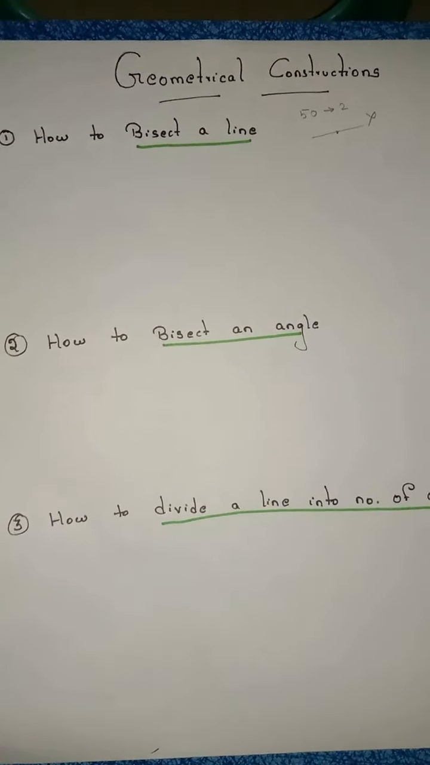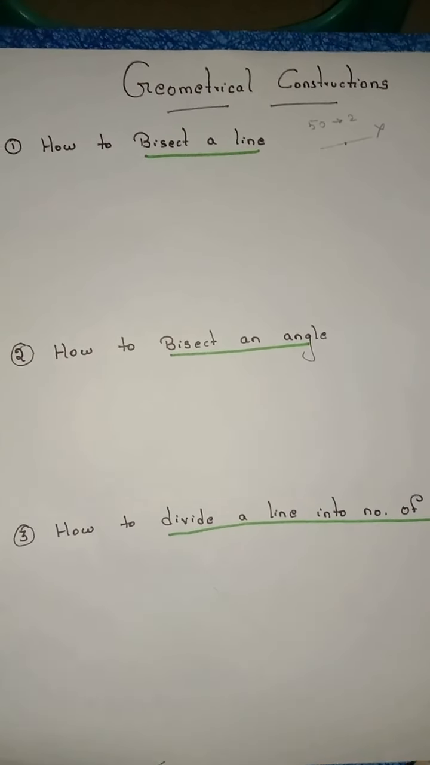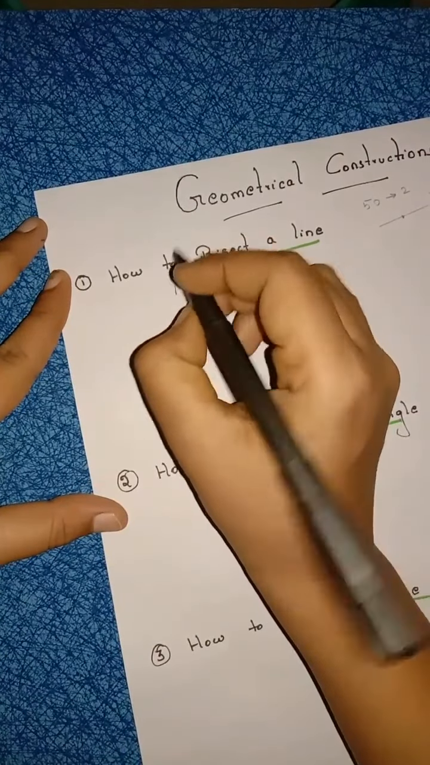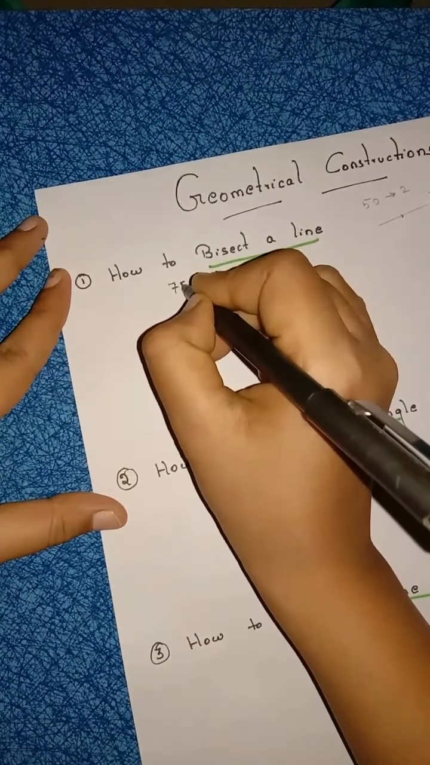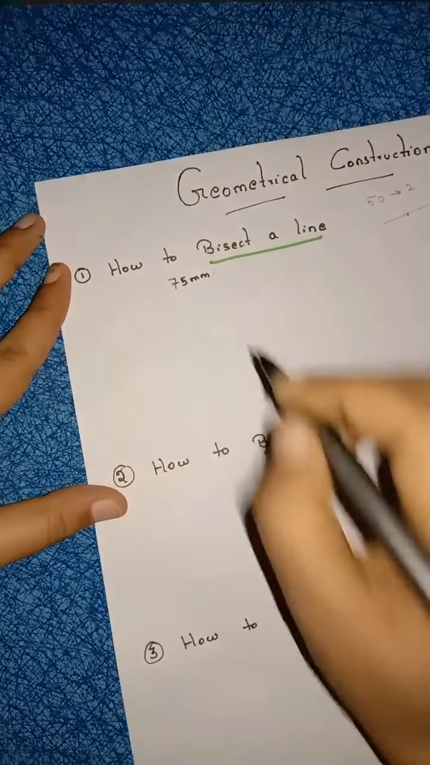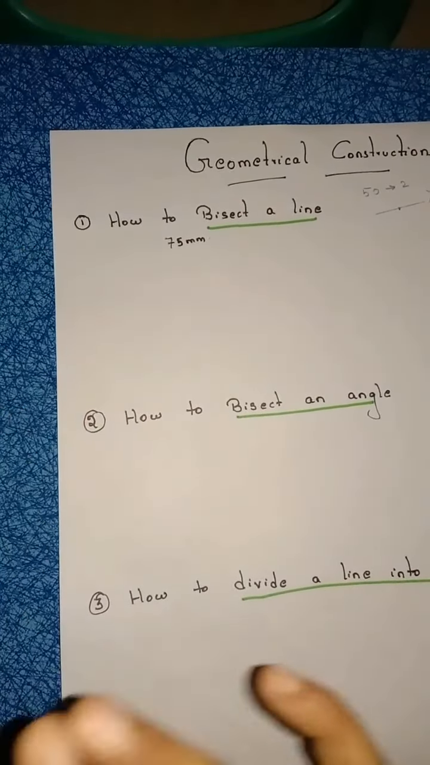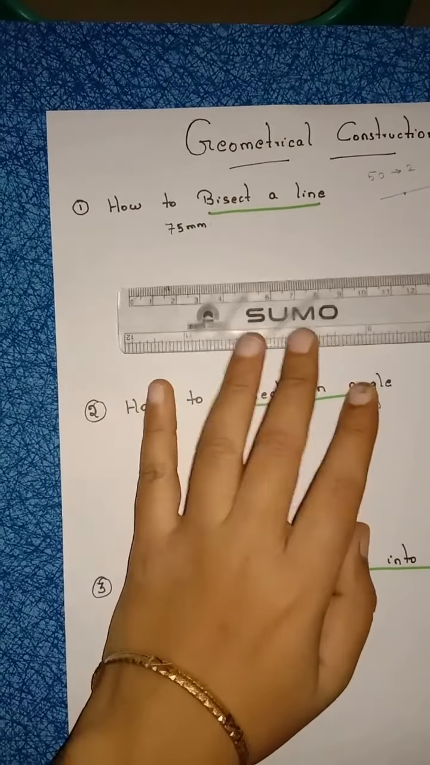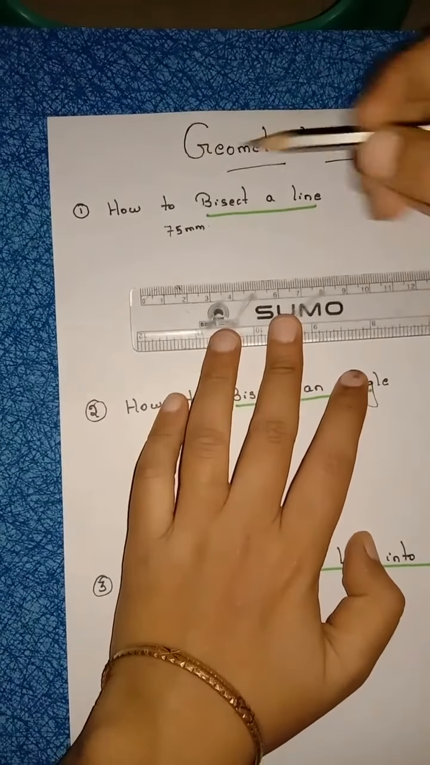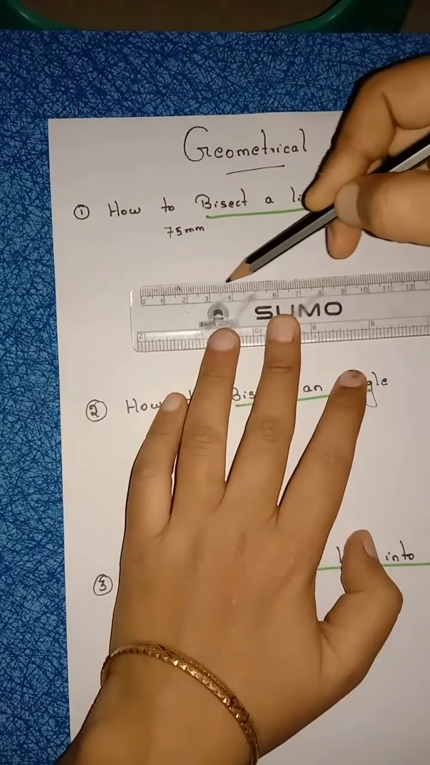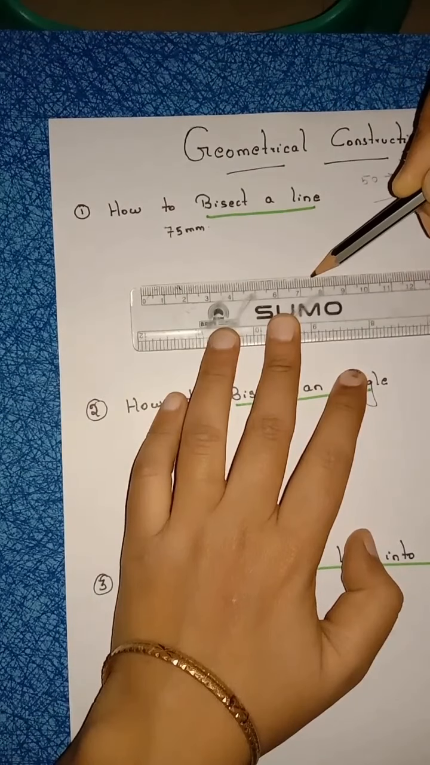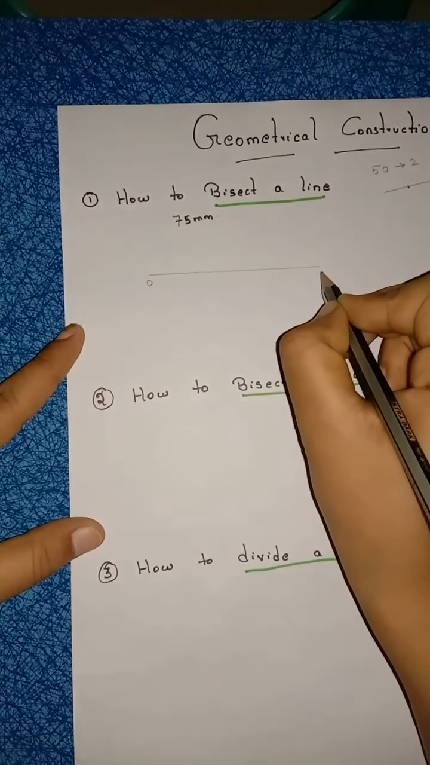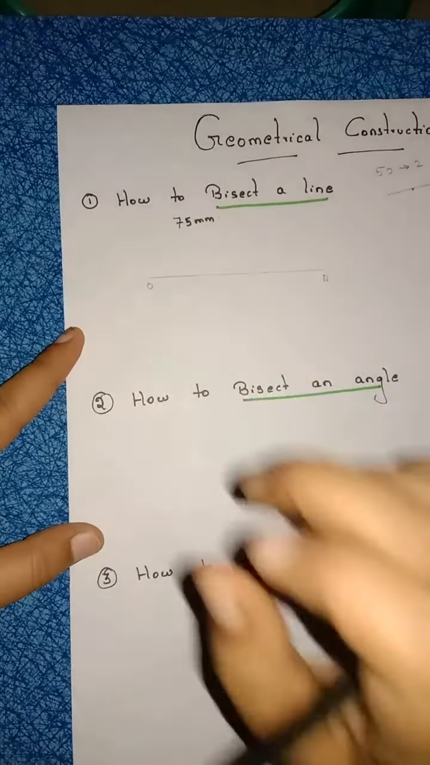So I am giving you one question. Let us see. We want to divide a 75 mm line. 75 mm means 7.5 centimeters. Take a scale and draw here 75 mm, 7.5 centimeters. Name it as O and name the other end as A. Now the OA length is 75.